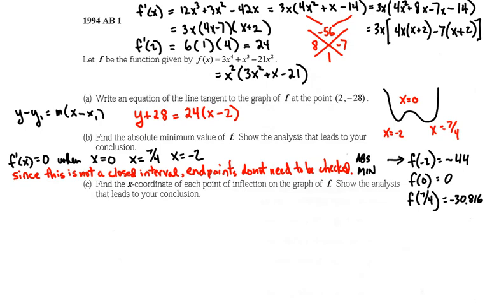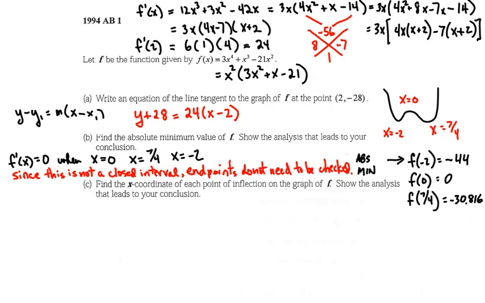Okay, in part C, we want to find the x-coordinate. Notice it doesn't ask for the coordinates or the x and y coordinates, but it just asks for the x-coordinate of each point of inflection of the graph of f and to show the analysis that leads to your conclusion.